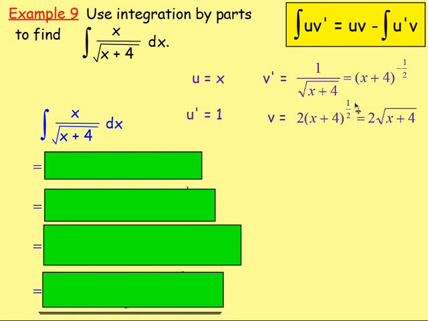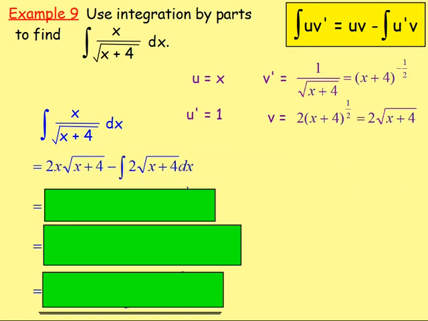You are thinking then the integral is given by u times v minus the integral of u dash v. So you're going to have u times v will be x times this. So write the numbers first, then write the x, then root x plus 4. Then take away the integral of u dash times v. So it's the integral of 1 times this, the 2 root x plus 4. So it's just the integral of 2 root x plus 4.